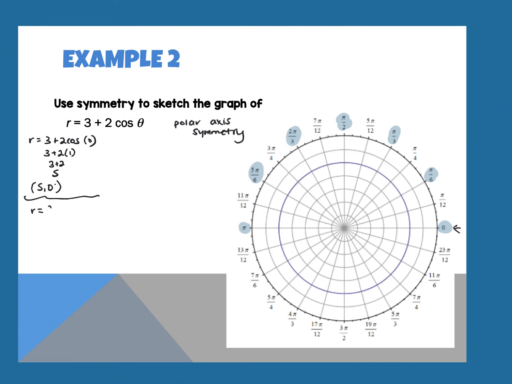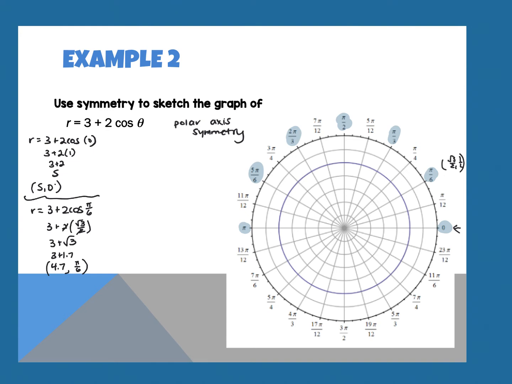Then I go r equals 3 plus 2 cosine. I'm going to go to pi over 6. The coordinate point at pi over 6 is root 3 over 2 and 1/2. So I get 3 plus 2 times root 3 over 2. 3 plus, these cancel, root 3 would be my exact point. We're going to approximate root 3 to be 1.7. So this would be 3 plus 1.7, which is 4.7. So r is 4.7. Theta was pi over 6.